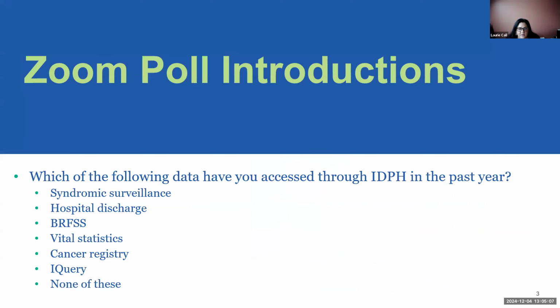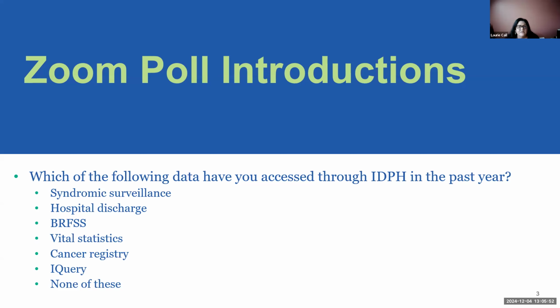We're going to start off with a quick Zoom poll introduction. So Samantha's posting that now. Which of the following data have you accessed through IDPH in the past year? Select all that apply. Have you tapped into any syndromic surveillance, hospital discharge, behavioral risk factor surveillance survey, vital statistics, the cancer registry, anything in the new iQuery, or none of these? And there are no right or wrong answers. This is just an anonymous poll to capture the type of data that folks have been accessing.